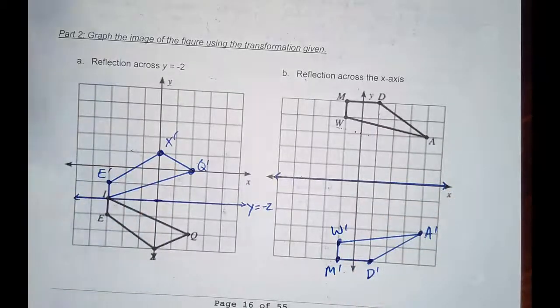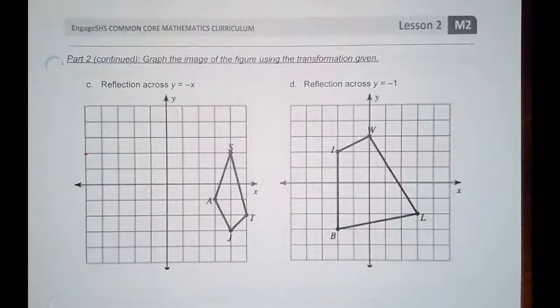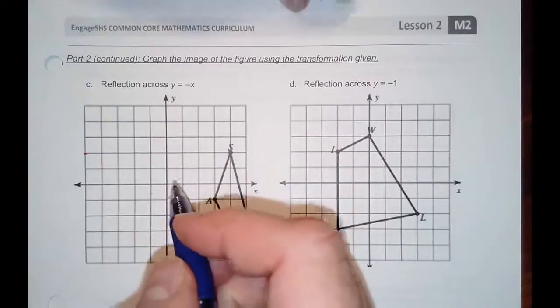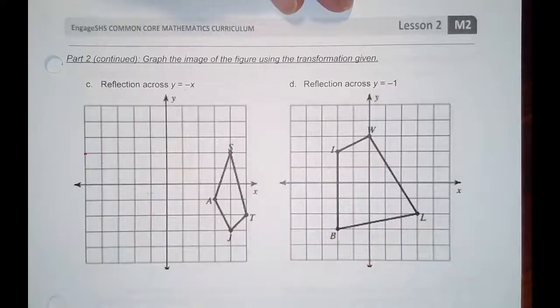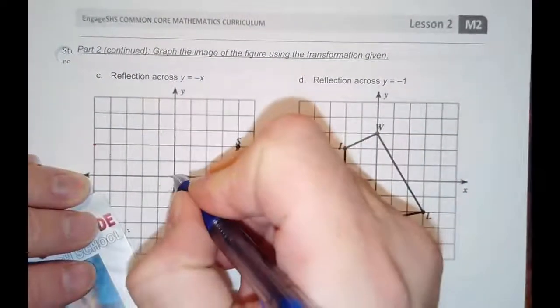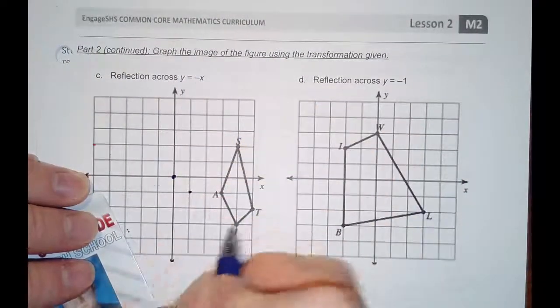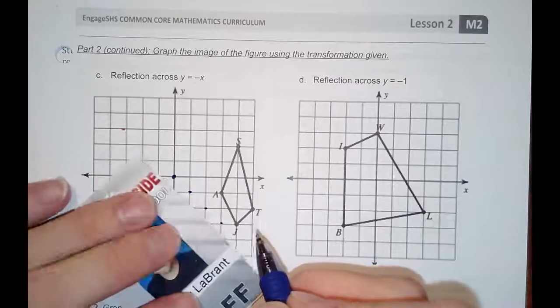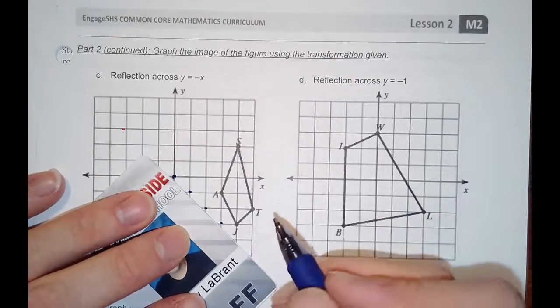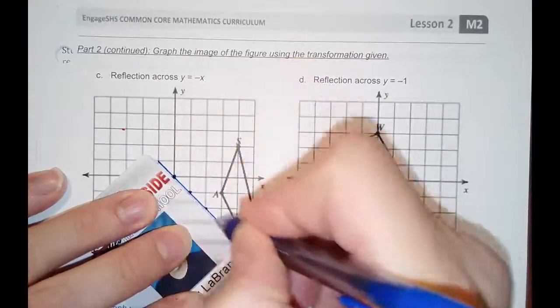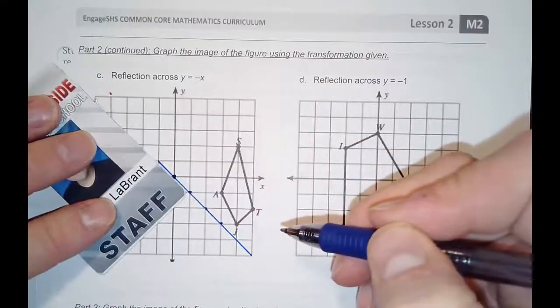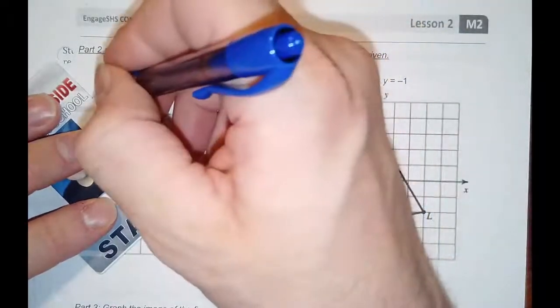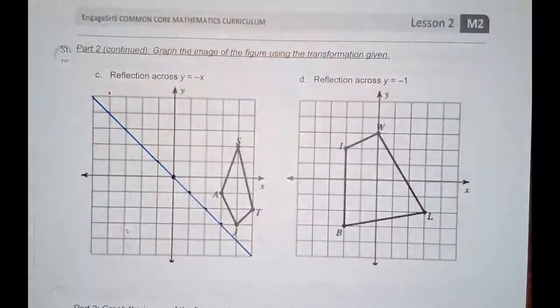Okay, this continues on to part C. The reflection across y equals -x. The y equals -x line says a point at 0, 0, a point at 1, -1, 2, -2, 3, -3, and really it's any point on this line right here. So quick, draw it in. Now this one's a little more tricky because we have this line on a slant.